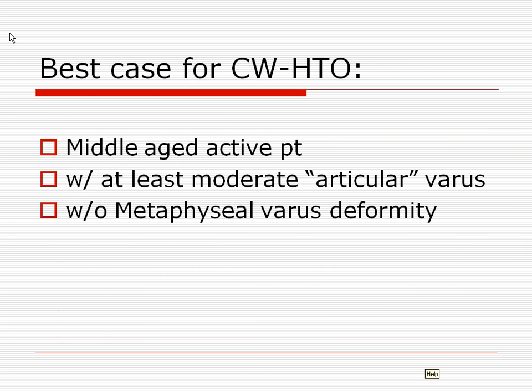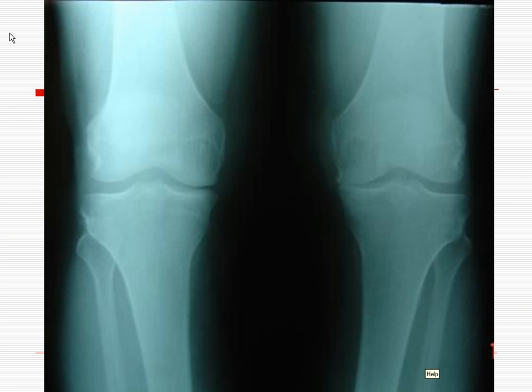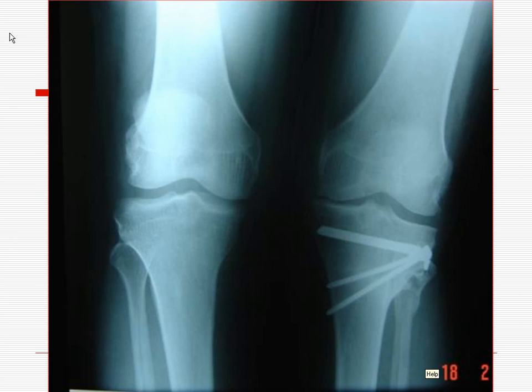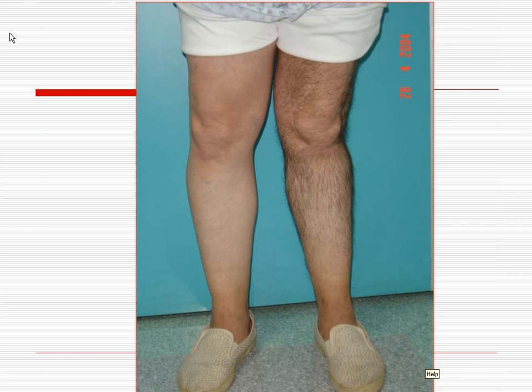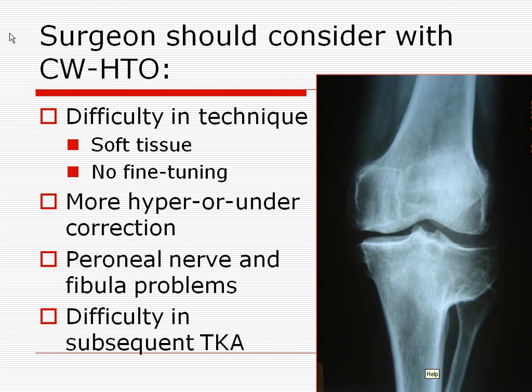On the other hand, the best case for the closed wedge technique is a middle-aged active patient with at least a moderate degree of osteoarthritis, not a mild degree, and without metaphyseal varus deformity. The deformity should be caused by articular wear varus, as in that case: articular varus, narrowing of the space, just before the same operation on the right side.